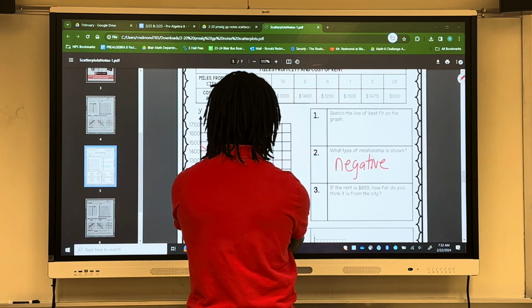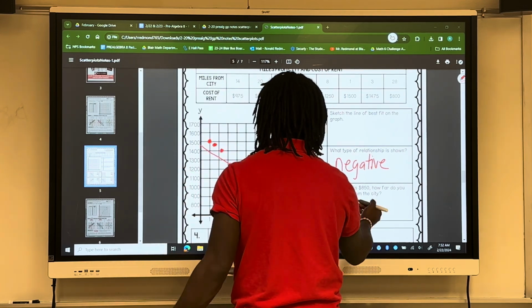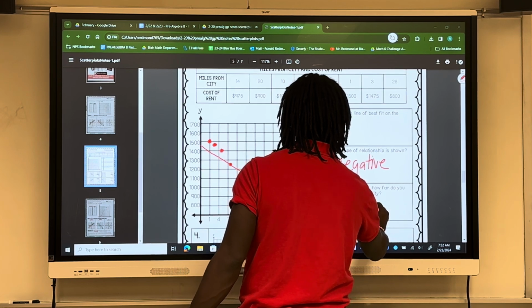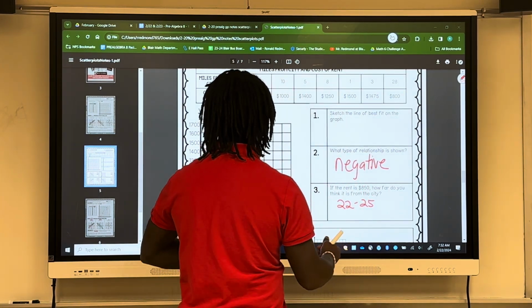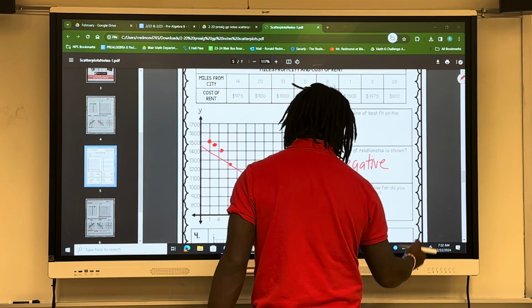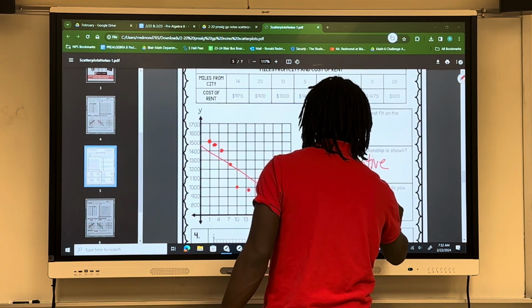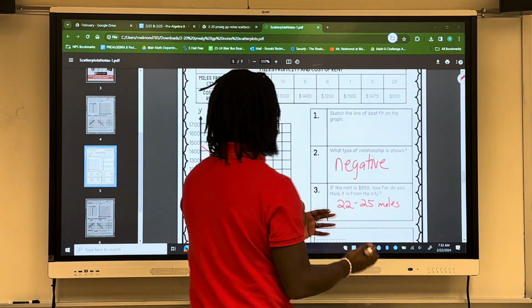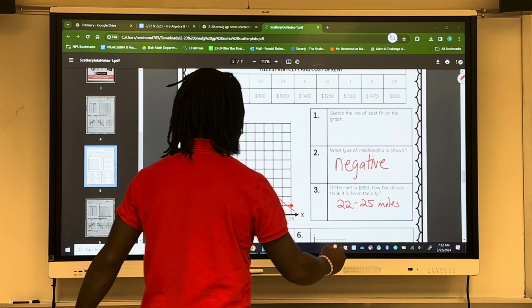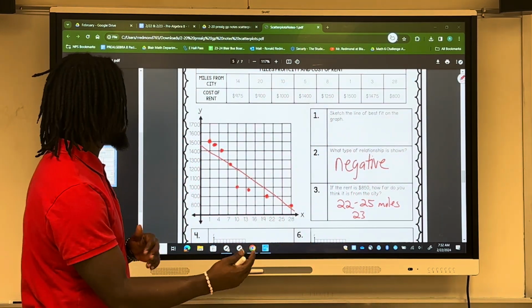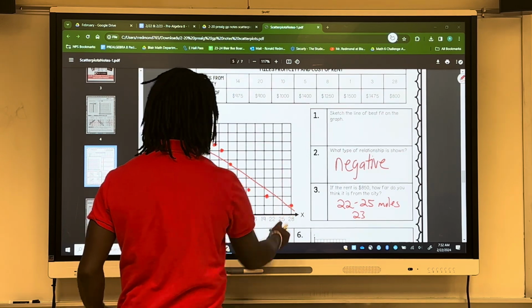Again, because we don't know, we could say exactly 23 miles, or we could put 22 to 25, something like that. We think it would be in between. The answer key says 23. But anywhere between 22, 23, or 22 through 25, I know it should fall somewhere between that.